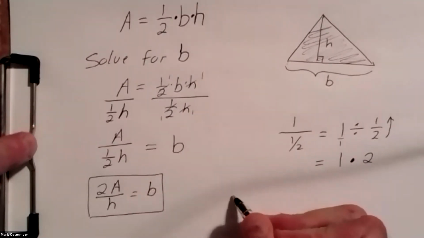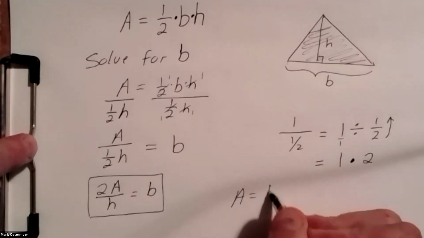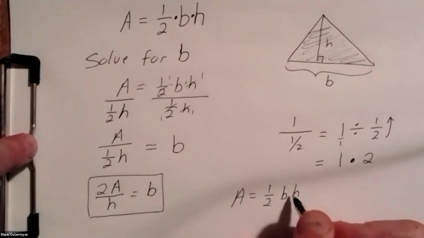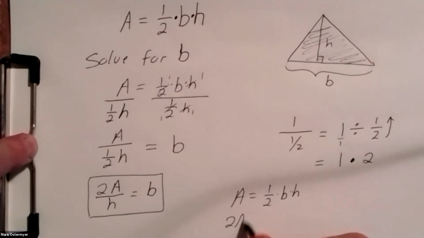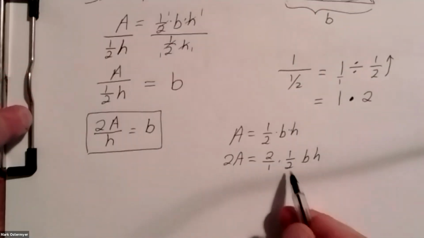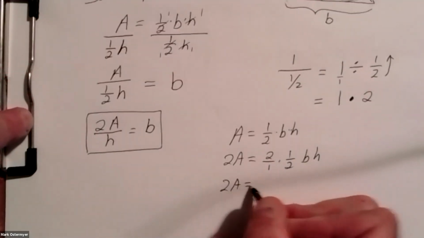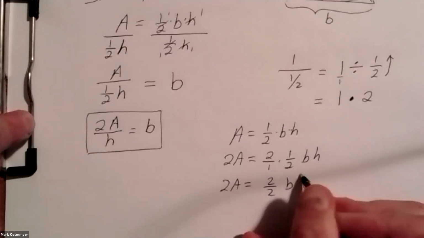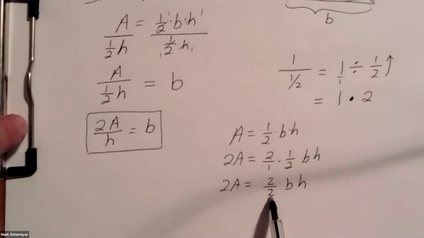So let's see that. What if we decided to multiply both sides by 2 first? Got to multiply the left by 2. Got to multiply the right by 2. But what happens to the 1/2 over here now? What does this reduce down to? 2 over 2.